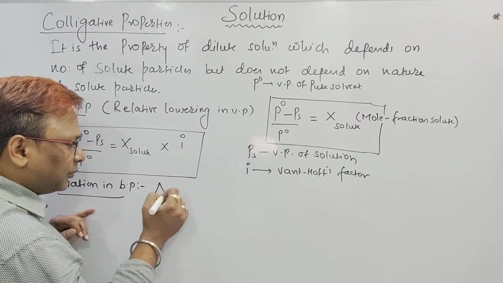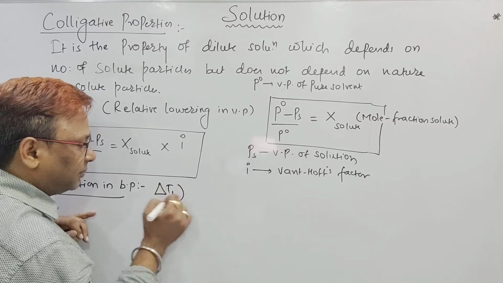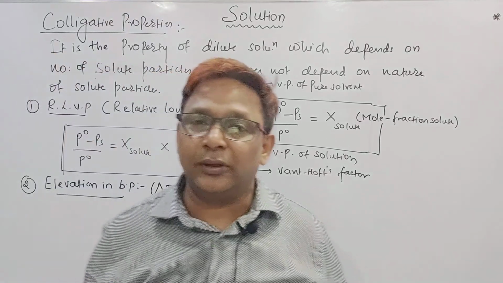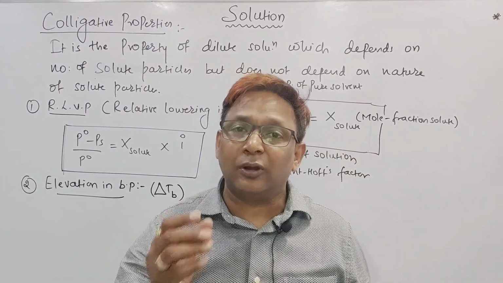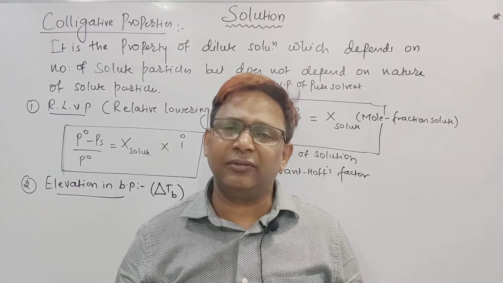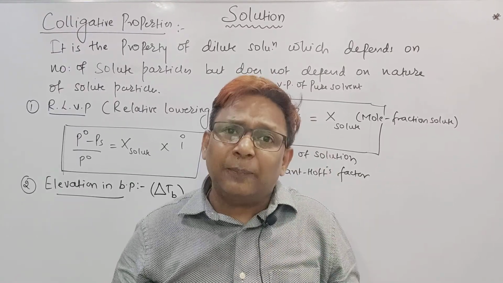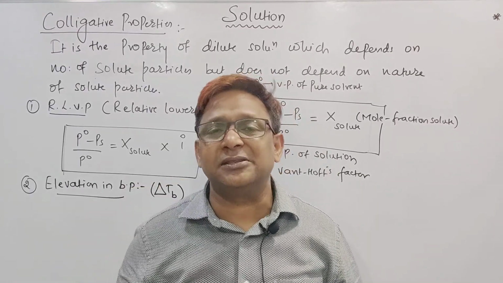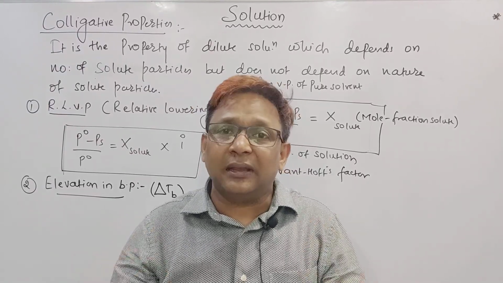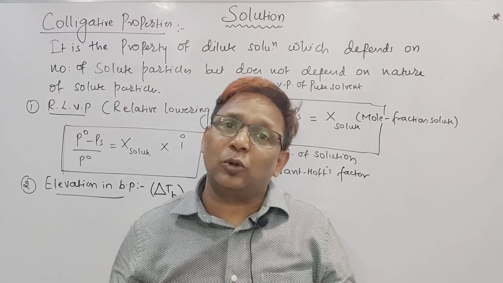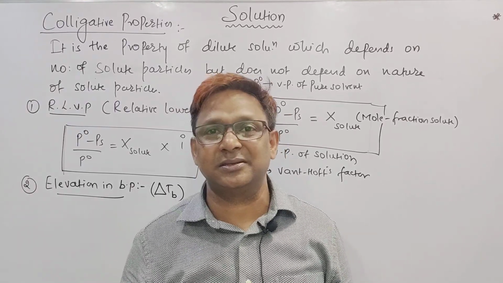Elevation means increase in the boiling point, denoted as delta TB. Let me give an example. I have pure water, and you know pure water's boiling point is obviously 100 degrees centigrade. Everybody knows that. But in that pure water you add salt, like NaCl. As we add the NaCl, the number of particles increases. Obviously your colligative property will also change.